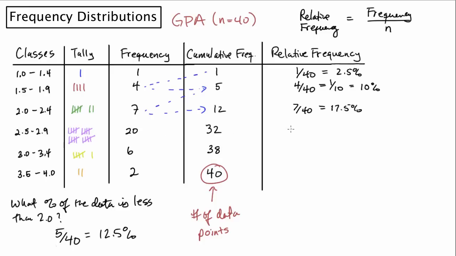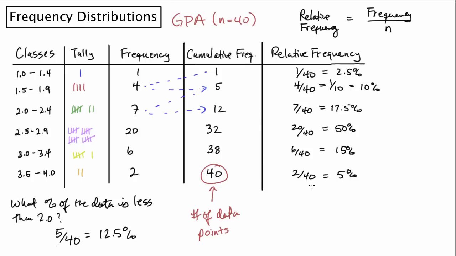Next up is the fourth class, which is 20 out of 40, or a relative frequency of 50%. And then next up is class number 5, which is 6 out of 40, and that turns out to be a total of 15%. And then finally on this last one we have 2 out of 40, or 5%.